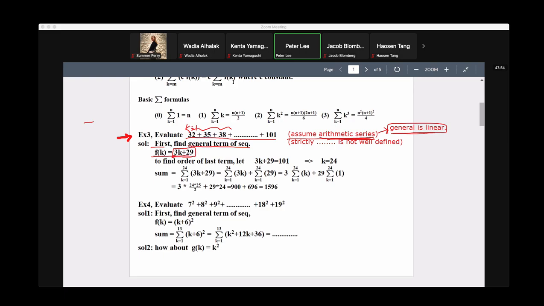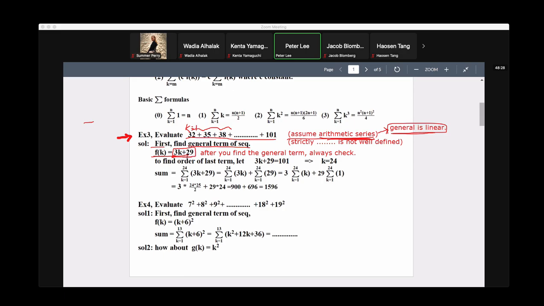And of course, every time you get the general term, always check. After you find the general term, always check. In this case, f of k is equal to 3k plus 29. Plug in k equals 1: f of 1 is equal to 32. There we go. First term, 32.